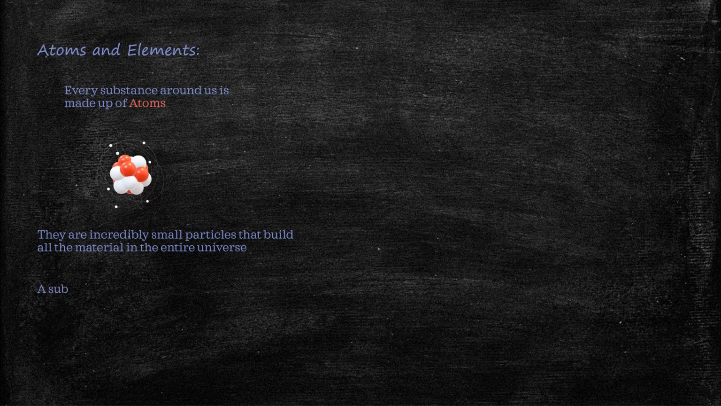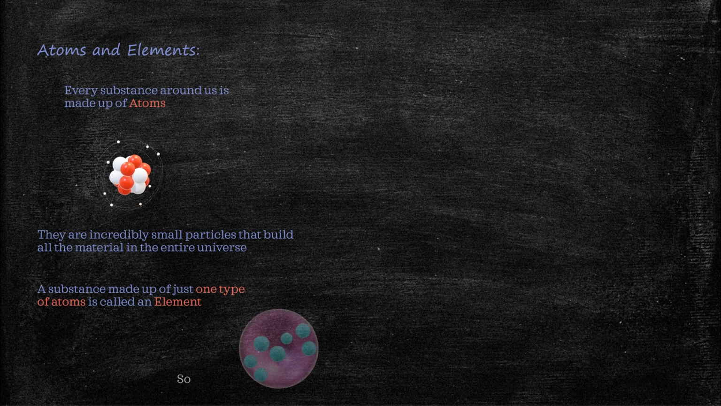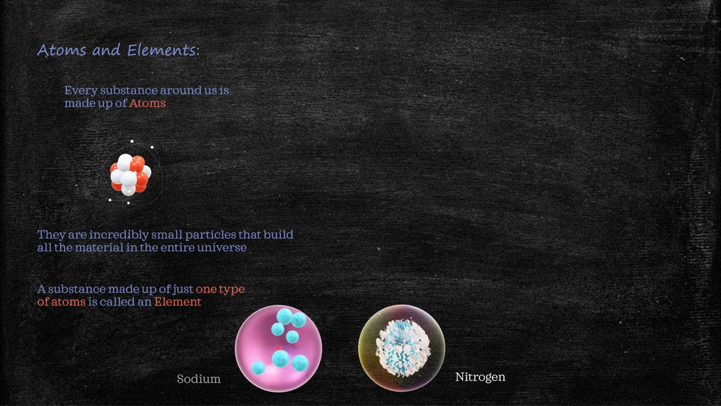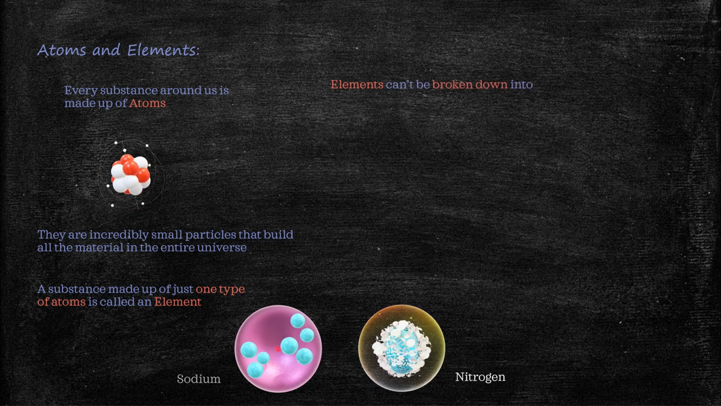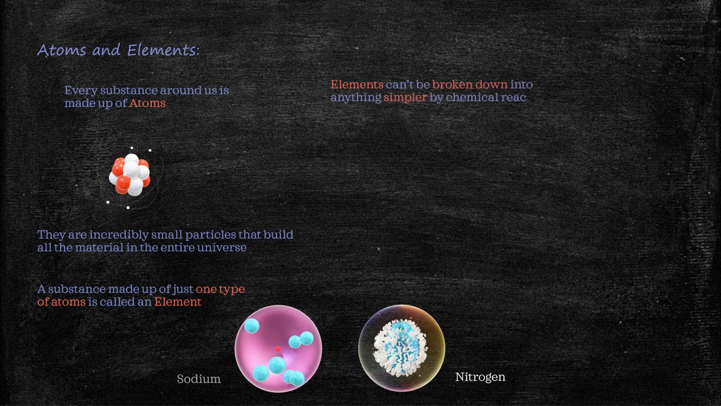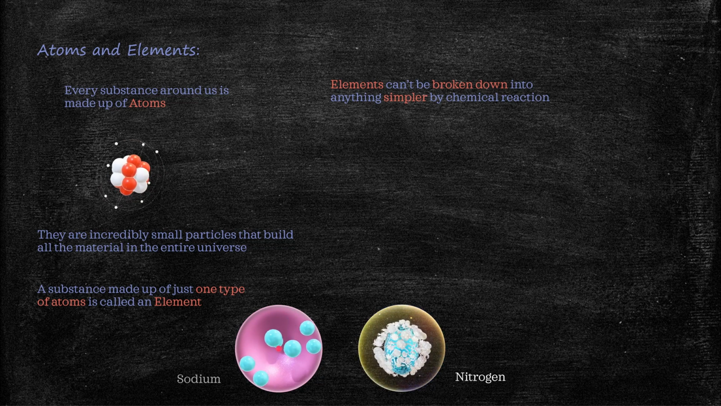However, a substance made up of just one type of atom is called an element, like sodium element or nitrogen element. And elements can't be broken down into anything smaller by chemical reaction. So you can't break down a nitrogen or oxygen element or any other element in the periodic table.